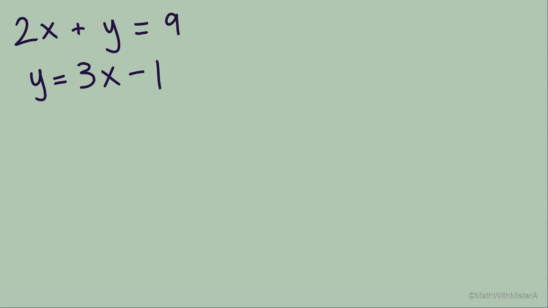Here's our first example. We have these two linear equations. Each one is an equation in two variables. When we're talking about a system of equations, we're talking about these two equations working together. And the solution to the system is actually going to be the solution that works for both of these equations.